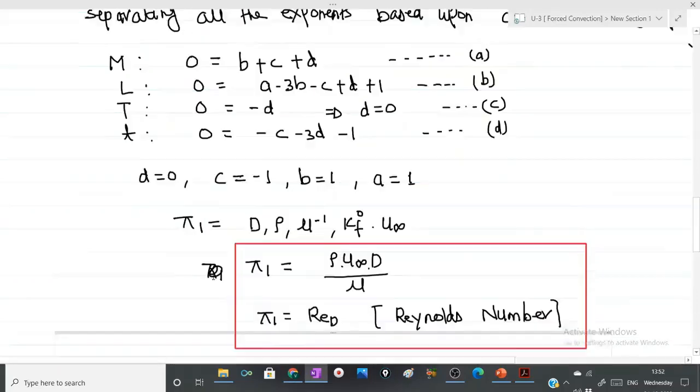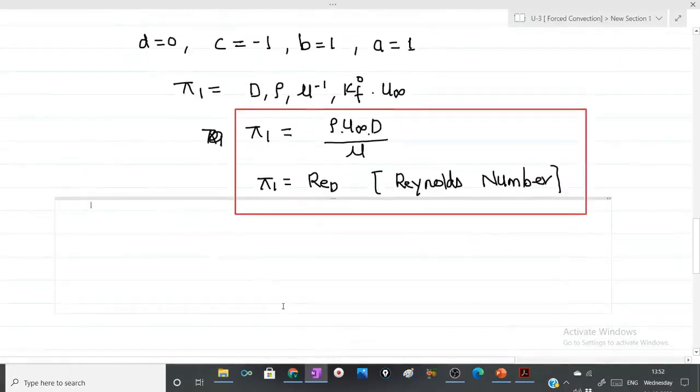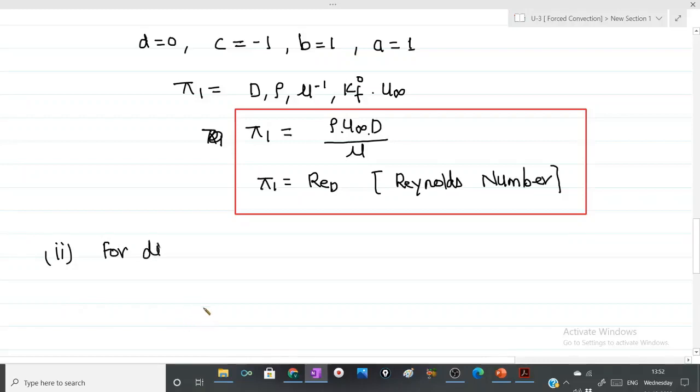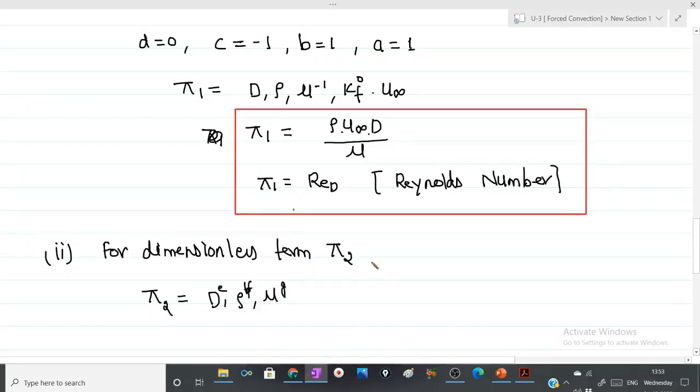In a similar fashion, let us find out for case 2, for dimensionless term pi 2. First, let us write down that pi 2 can be expressed as d to power e, rho to power f, mu to power g, kf to power h, and finally the selected variable.